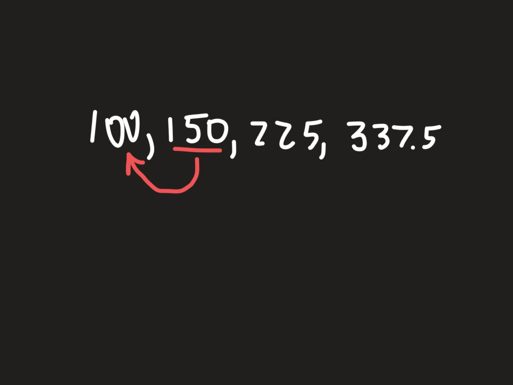Now, some of you could probably do that in your head. What's 150 divided by 100? 1.5. Good. So that is the key. You're multiplying by 1.5 each time.